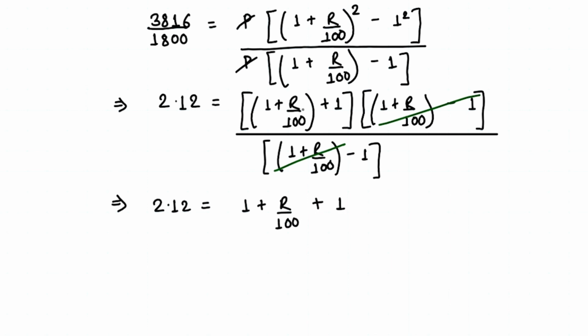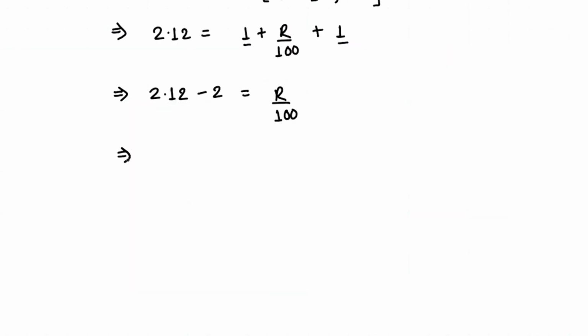Okay, I'm also removing those brackets. So over here we still have our 2.12. When you add this 1 and 1, it's going to be 2. When we move that 2 to the left side, it's going to be minus 2 is equal to R divided by 100. So when we subtract that, we get 0.12. And when we move that 100 to the left side, it's going to be multiplied by 100 is equal to R. And this is going to be 12 equals R. And therefore, our rate of compound interest is going to be 12%.